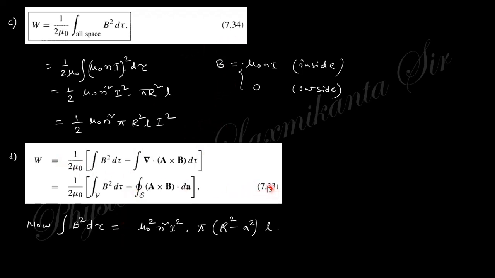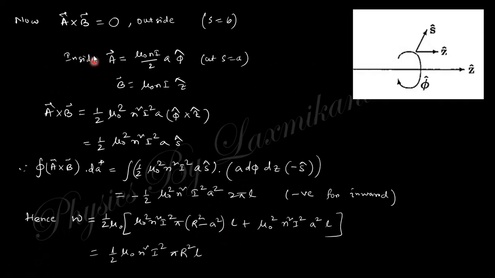Next equation is 7.33, which says the volume integration of B squared d tau and the surface integration of A cross B dot da. I think you can remember the energy was also obtained in the case of the electrostatic field. There were four methods to obtain the energy stored within an electrostatic field. So this is a similar process in the magnetic case also. This is the volume integration and this is the surface integration. The volume integration can be found easily. So this is the value of B and this is the volume within the region. And next one is the A cross B.